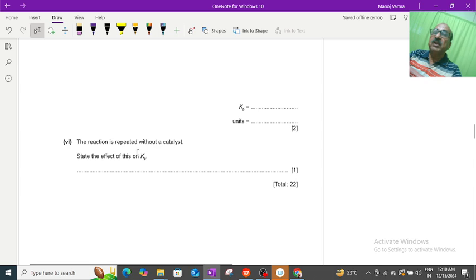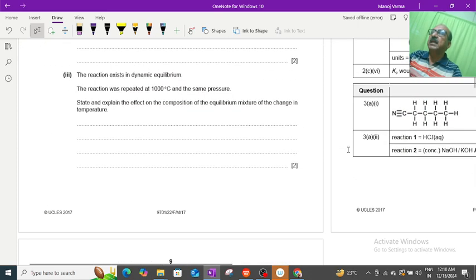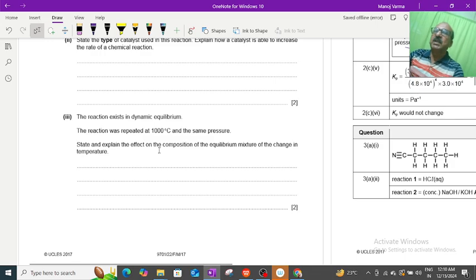So how does the value of Kp or Kc change? Remember that the Kp and Kc values depend only on the temperature. If the temperature changes, then the values of Kc and Kp change. But if you put in a catalyst, or change the pressures, or change the concentrations, but don't change the temperature, then whether it is Kp or Kc, the value will remain constant. So what is the answer? Let's check. The answer is that the Kp would not change. So this is what I wanted to explain to you.